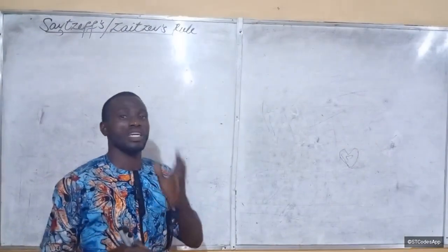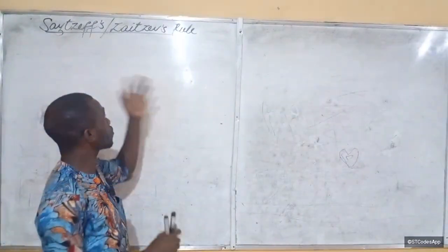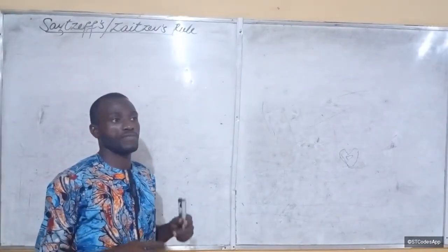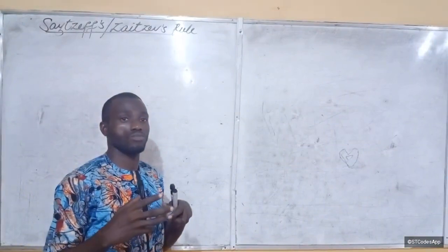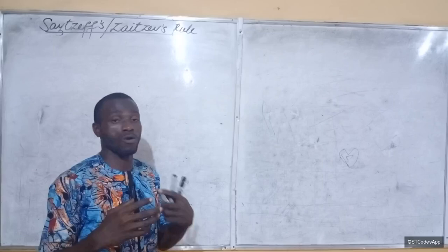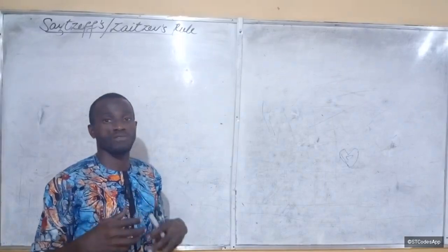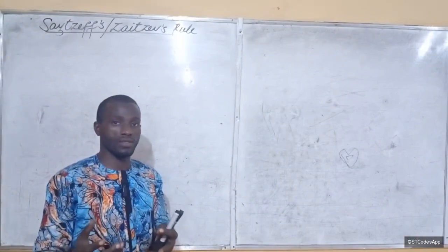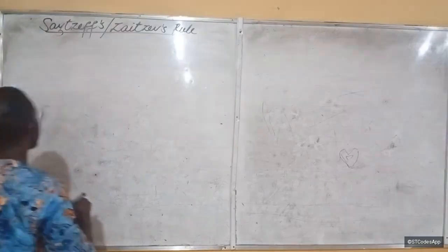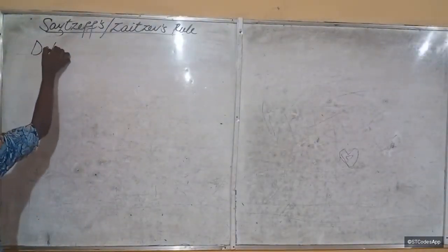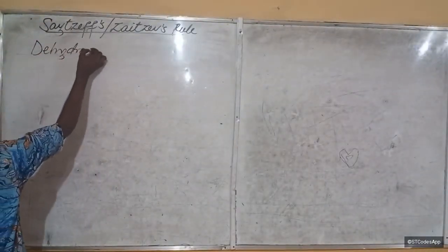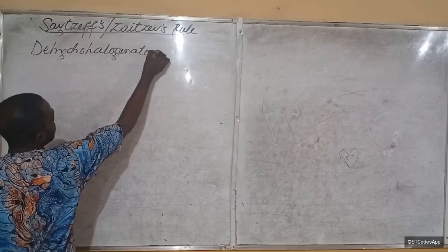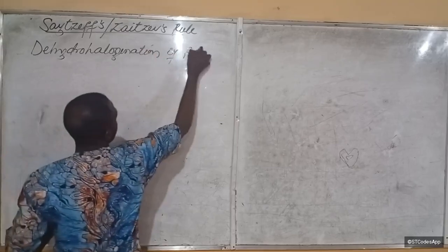Now let's talk about Saytzeff's rule, or Zaitzev's rule. The rule follows the process of synthesizing an alkene by the removal of hydrogen halide from an alkyl halide. We call it dehydrohalogenation. The process is called dehydrohalogenation of alkyl halide.